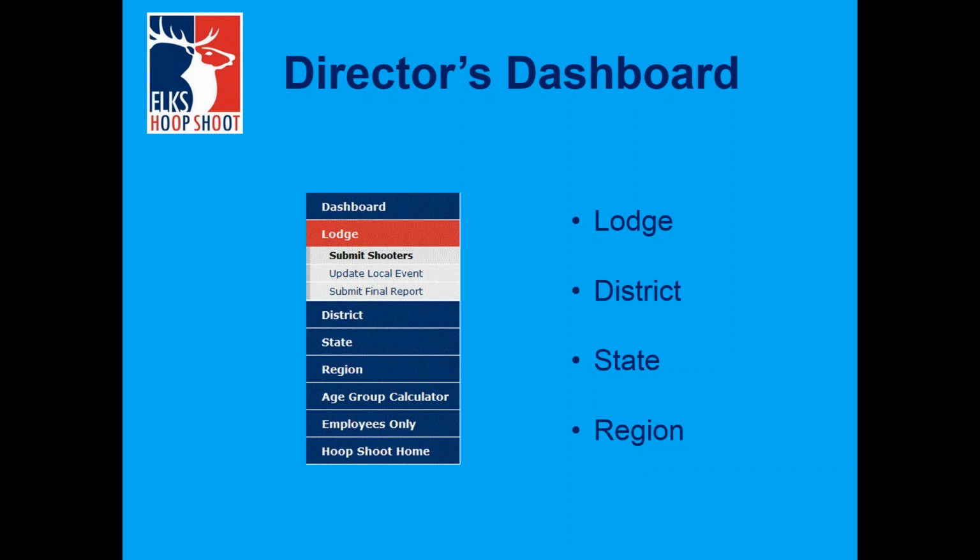State and regional directors are pretty lucky. You already have full access to your dashboard. Once you've logged in with your elks.org username and password, you will have access to either your state or regional dashboard. So Lodge Directors, there are 3 things that we're going to ask you to do on your dashboard, all of which can be found in the boxes on the left-hand side of the screen. They are update your local event, submit your shooters, and submit your final report. So let's go over these 3 things now.